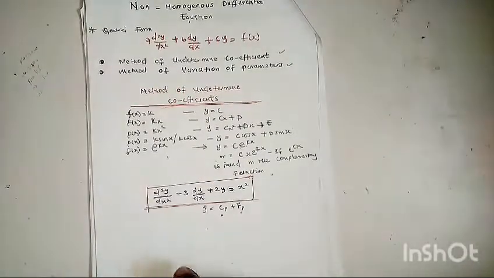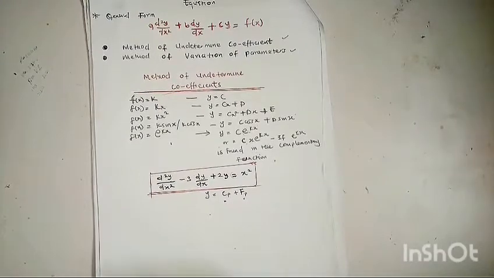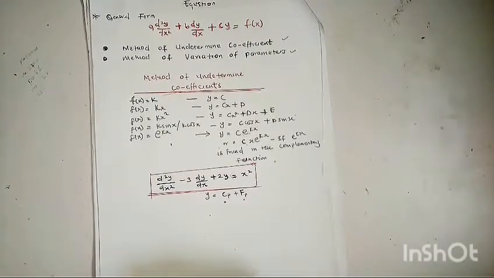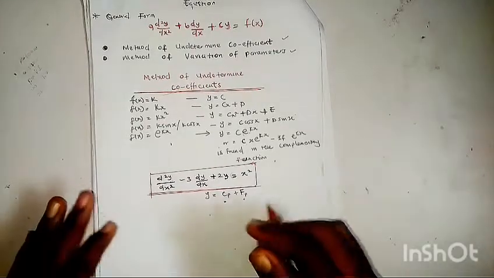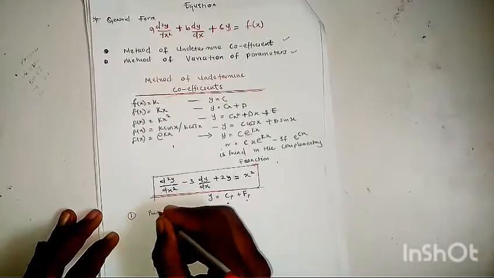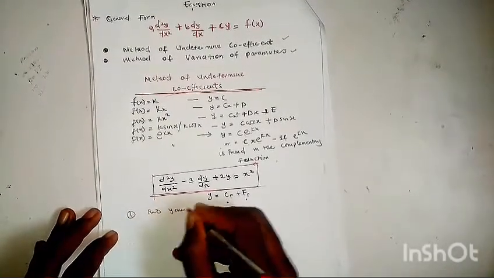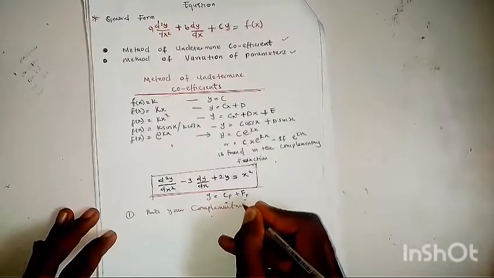So let's take this particular example: d squared y over dx squared minus 3 dy dx plus 2y equals x squared. So let's solve. Solving this, the first step is to find your complementary function.